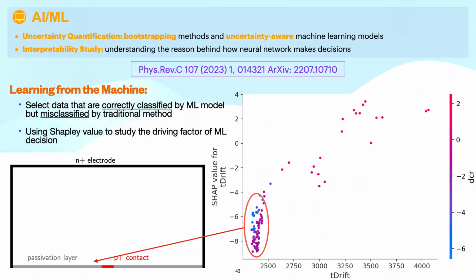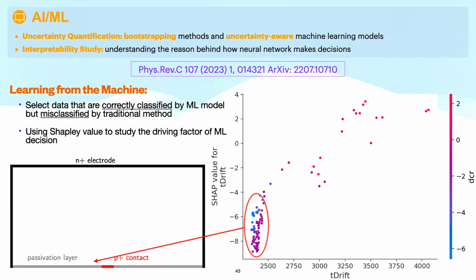And we use the Shapley value to interpret it, and we see what's the driving factor of this decision, and which direction it is voting toward. Let me give you one example on the Majorana Demonstrator experiment that I'm working on.